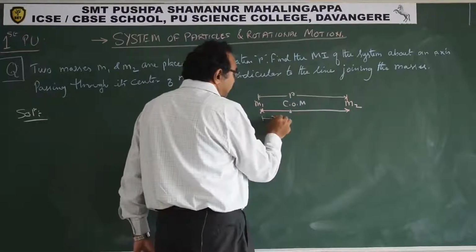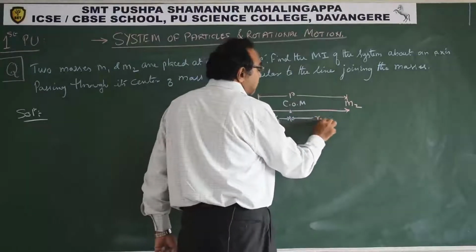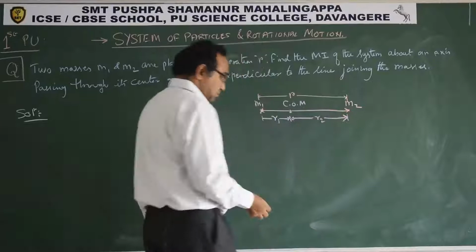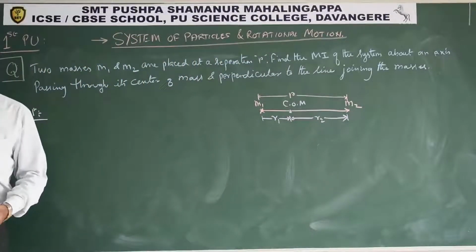Let the distance be R1 and let this be R2, distance of center of mass. This is what we have. So now how to solve this question?